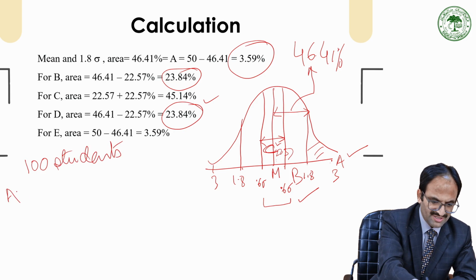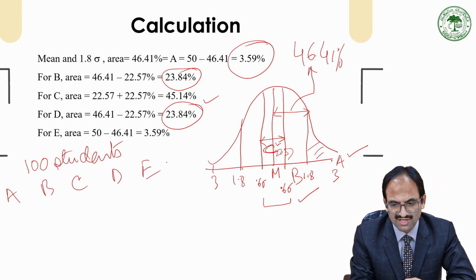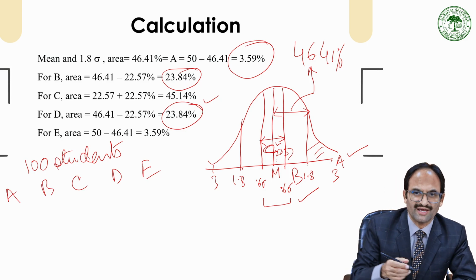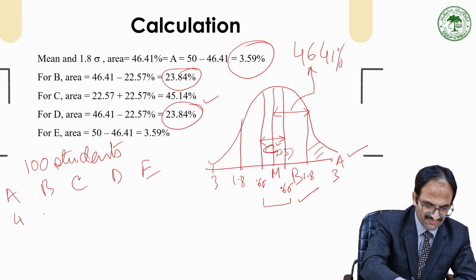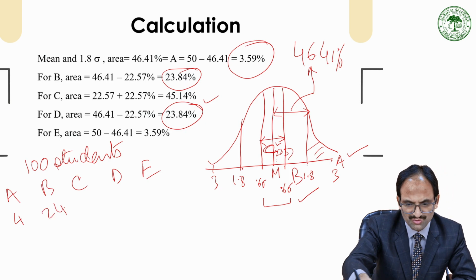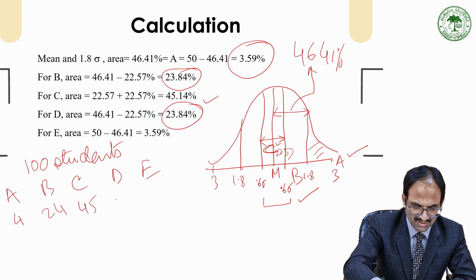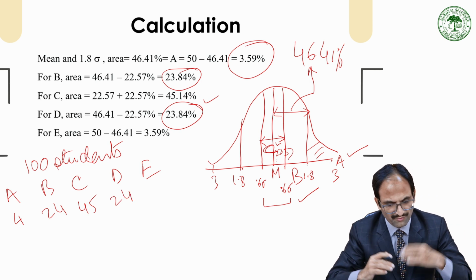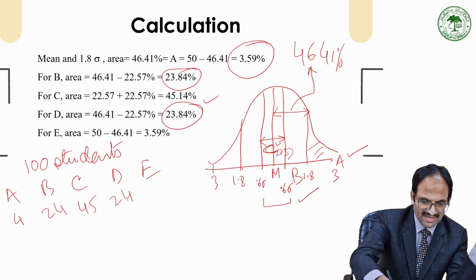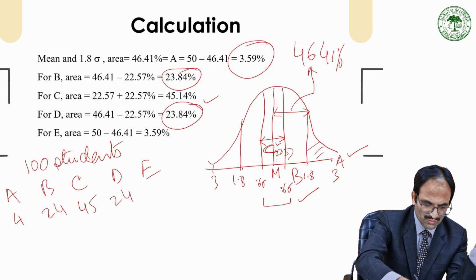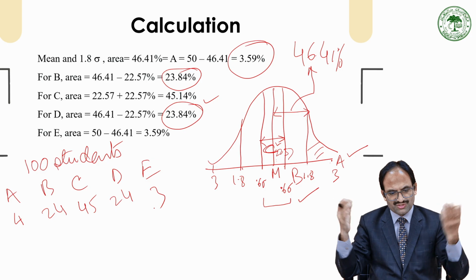Now see, there were 100 students. So, 100 students A, B, C, D, E, remember they are students. So, you can't say 3.59, you have to take it as 4. Come to B, 23.84, so you will take 24. Come to C, it is 45.14, so you will take 45. Come to D, again you will take 24. So, now add them up, and in here almost 3 cases will be there.